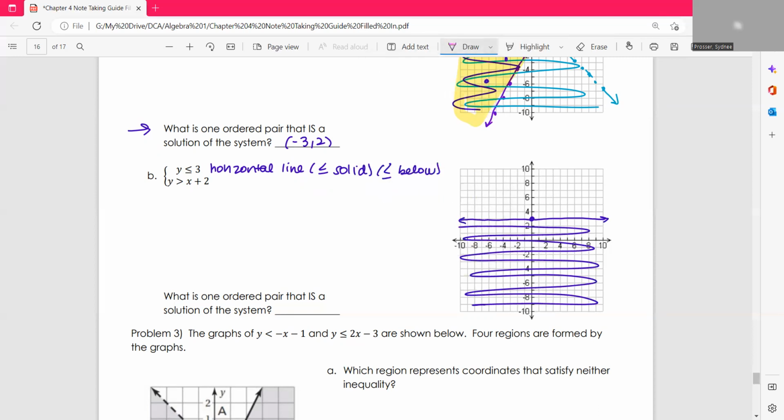Now let's check out our other line. I've got y is greater than x plus 2. 2 is my y-intercept, and my slope is 1. So I'm going to go up 1 over 1, up 1 over 1. Rise 1, run 1. And I'm going to go like this all the way through. And we've got a greater than, so that's going to be dotted. Best as I can, I'll dot this line. And then I have to do some shading. So it's greater than, so I'm going to shade above.